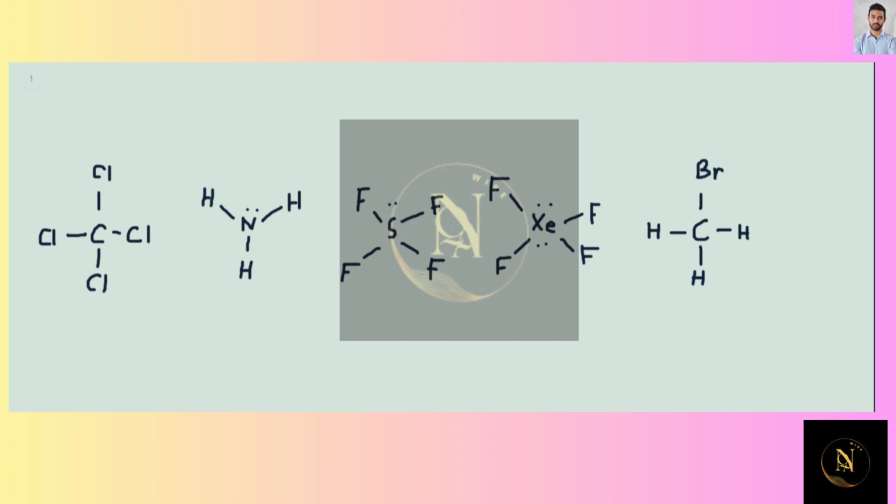Alright guys, we're going to be doing problem 42 of chapter 9 in Chemistry: The Central Science. So they want us to predict whether each of the following molecules are polar or nonpolar. So let's start with CCl4.